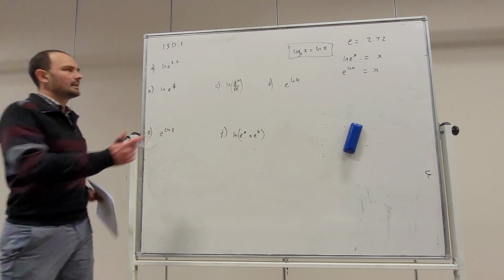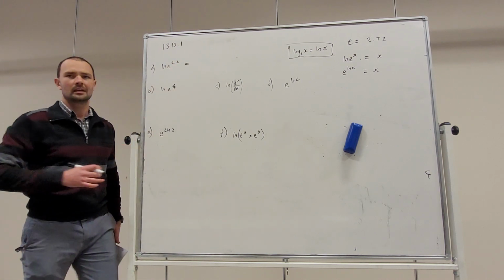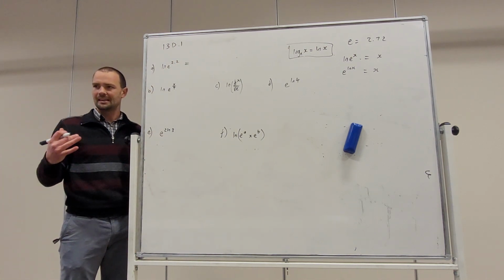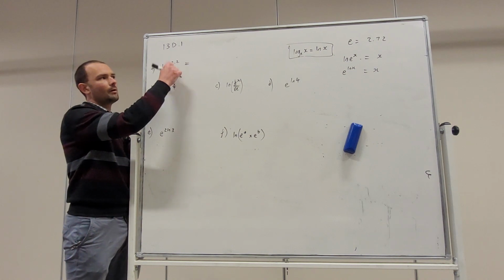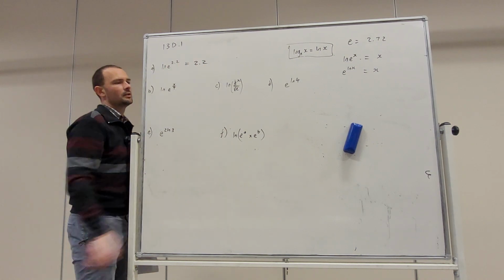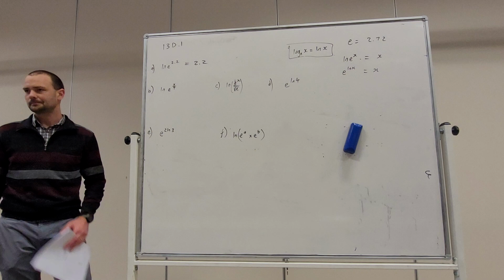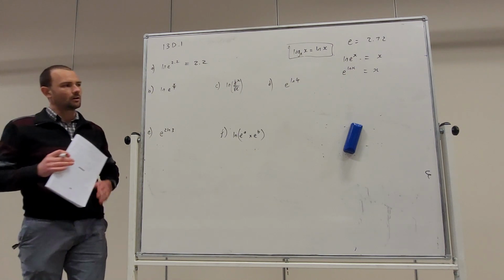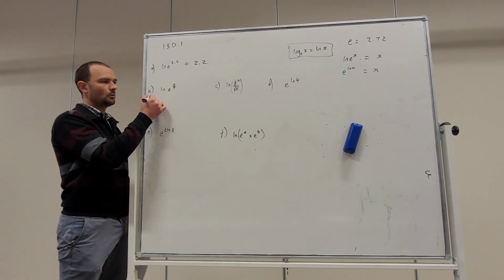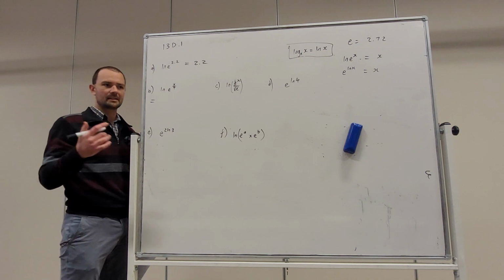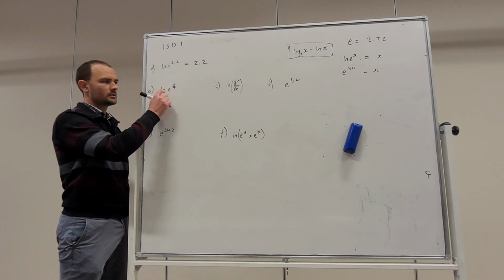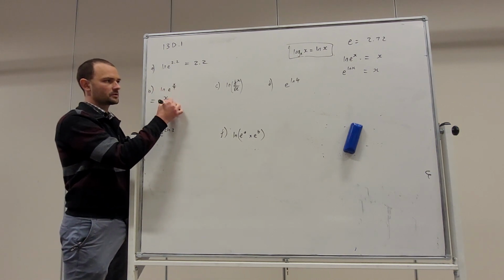So here if we have ln e to the 2.2, it's a logarithm in base e expressed as a single power of e. So it's going to simplify to 2.2. All right, ln e to the x on 4. Again, logarithm in base e. So it's going to simplify to x on top of 4.